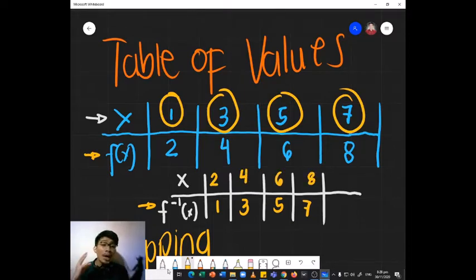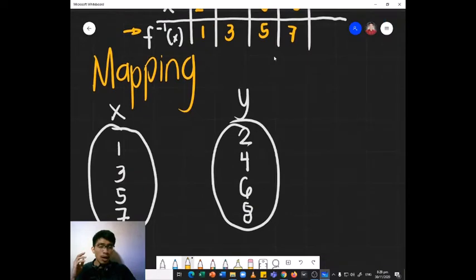That's how the inverse of a function works. The original roles will be interchanged when we get the inverse of the function. So now this is how the table of values inverse of the function works, ladies and gentlemen. The interchange of roles. Okay, so that's how the table of values works.